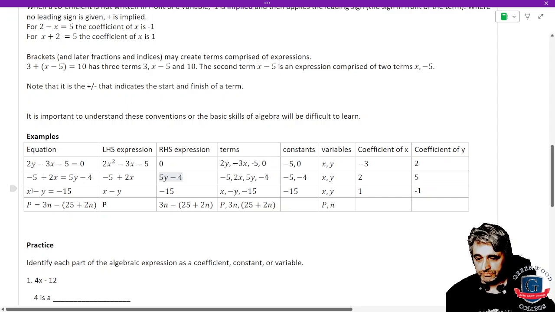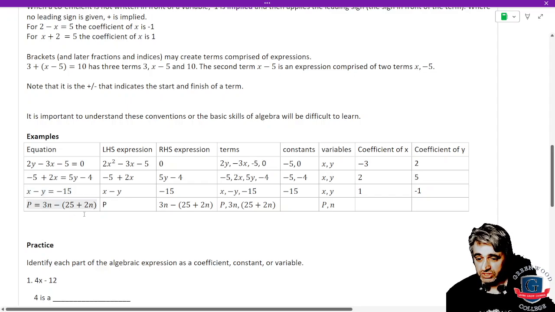Looking at the next one, we have x take y equals -15. The left-hand side expression is x take y. The right-hand side expression is -15. The terms are x, -y, and -15. The constant in this case is just -15. The variables are x and y. The coefficient of x is 1. The coefficient of y is -1.